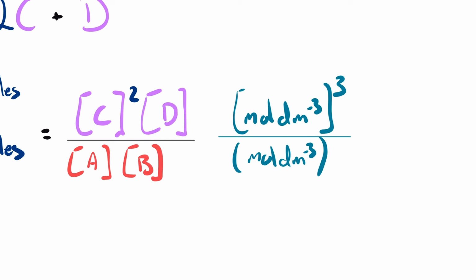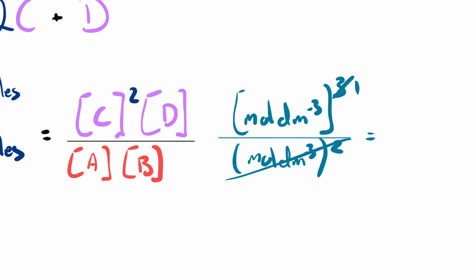Right? So, 2 lots, again, what do we do with those? We subtract them from each other. So we're left with none on the bottom, 1 on the top. So our units for this are moles per dm cubed, right?